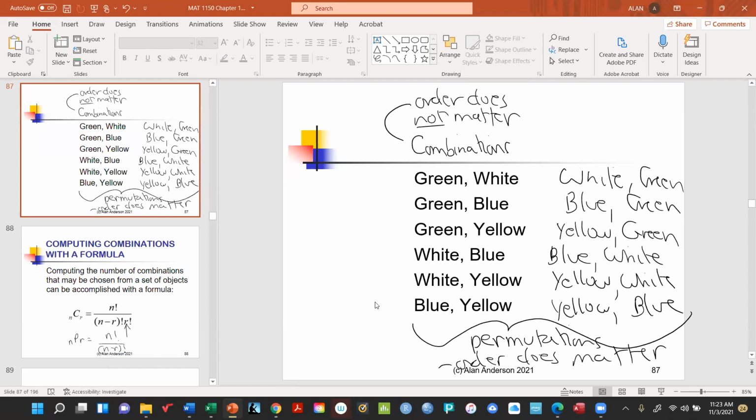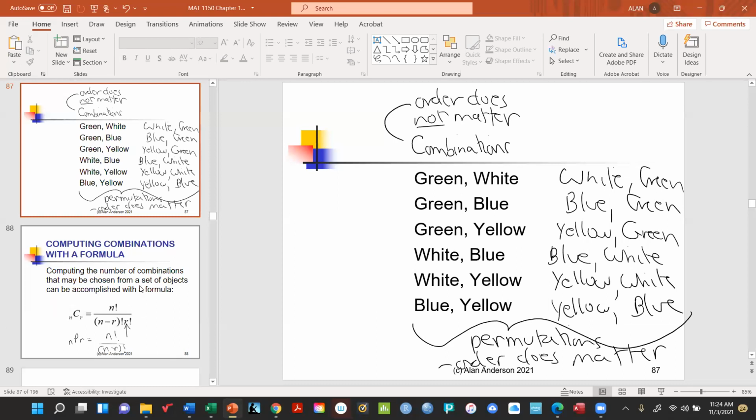If these had been permutations, green followed by white would be a different selection than white followed by green. But here that's not the case. Same thing with green and blue, green and yellow, and all the rest. If these had been permutations, I would have to list all of these separately, and I'd have twice as many choices as in this case, where they're combinations, where the order of selection does not make any difference. So the question becomes, what does that do to our formula?